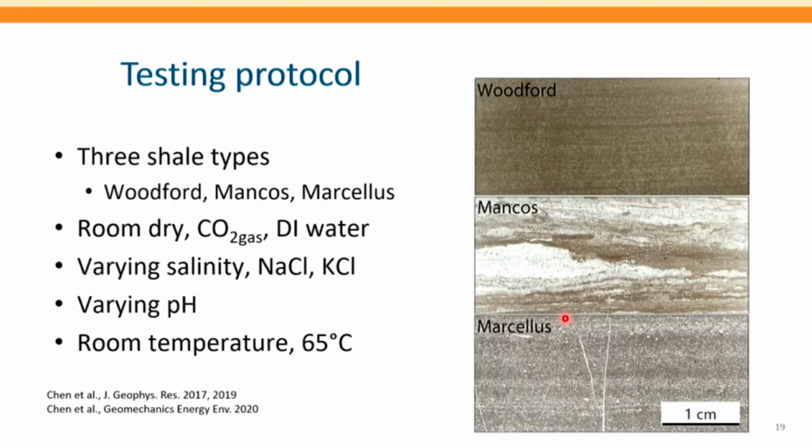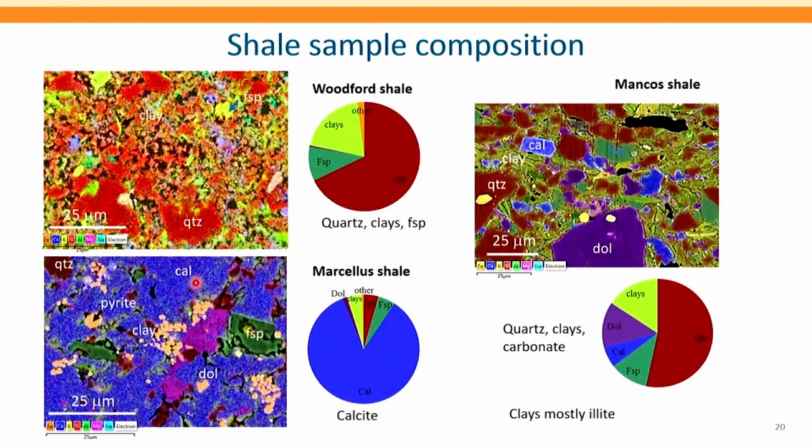So these are some results of shales that we tested. Three different types of shales that may be sealing shales, maybe not. The Mancos maybe, the Woodford and Marcellus maybe not so much, but we had to buy those because we need a fairly good amount of material. It needs to be fresh, so outcrop material doesn't work. We tested at different conditions: room dry, dry CO2 gas, DI water, varying salinity, salt content, pH, and temperature.